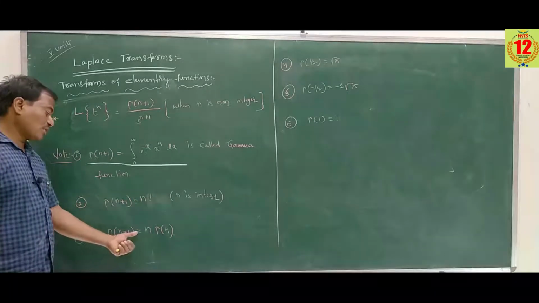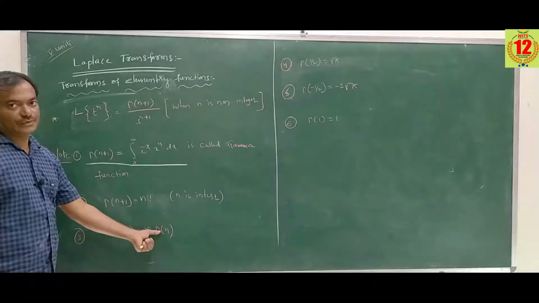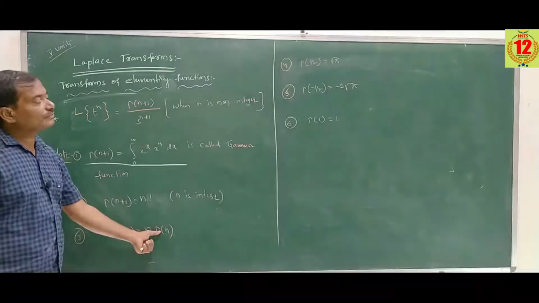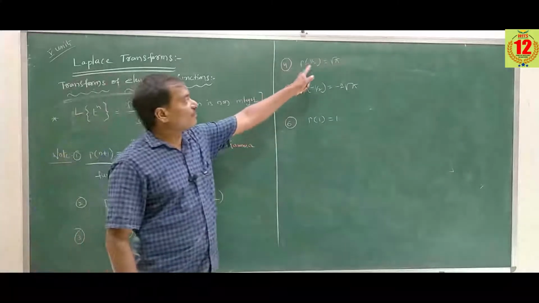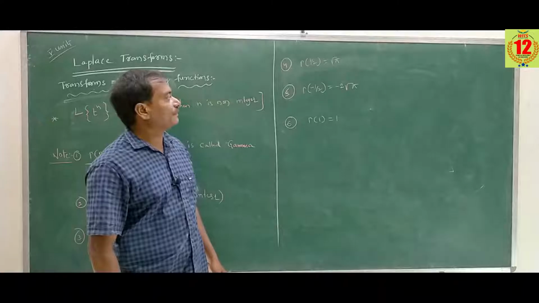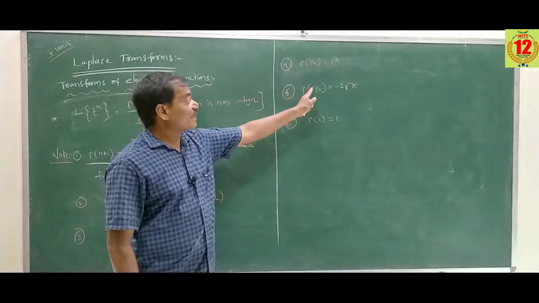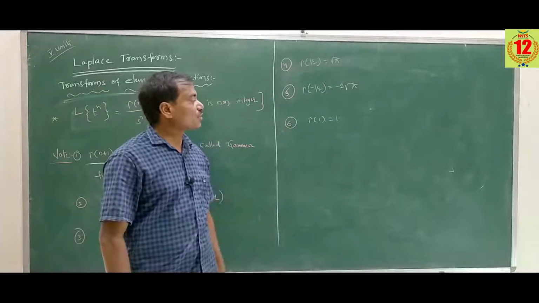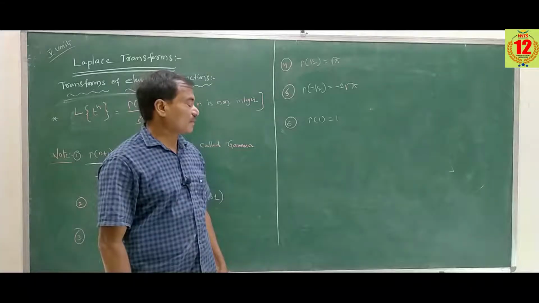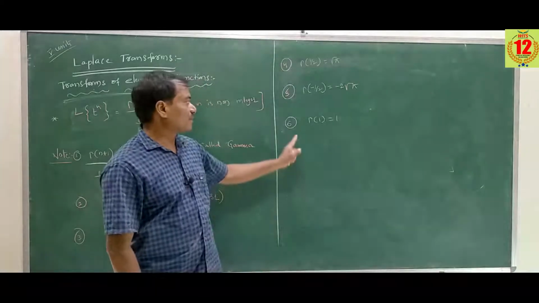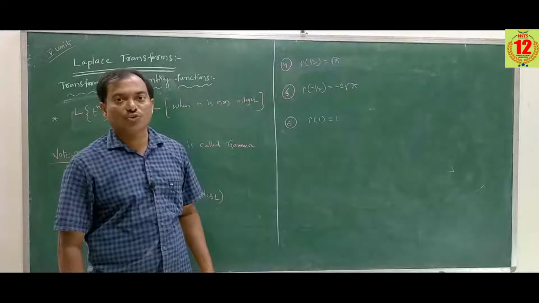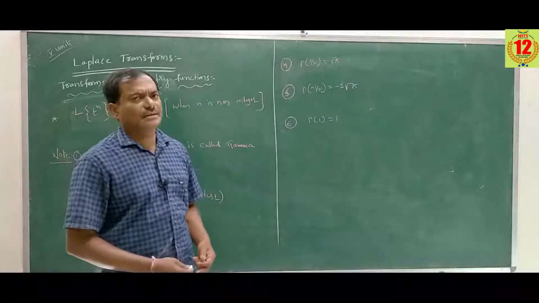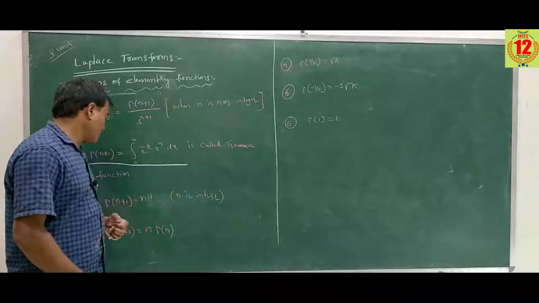Gamma of n plus 1 equal to n into gamma n. So this is the next property. And gamma of 1 by 2 equal to root pi. Gamma of minus 1 by 2 equal to minus 2 into root pi. The sixth one, gamma of 1 equal to 1. Yes, we check these properties.